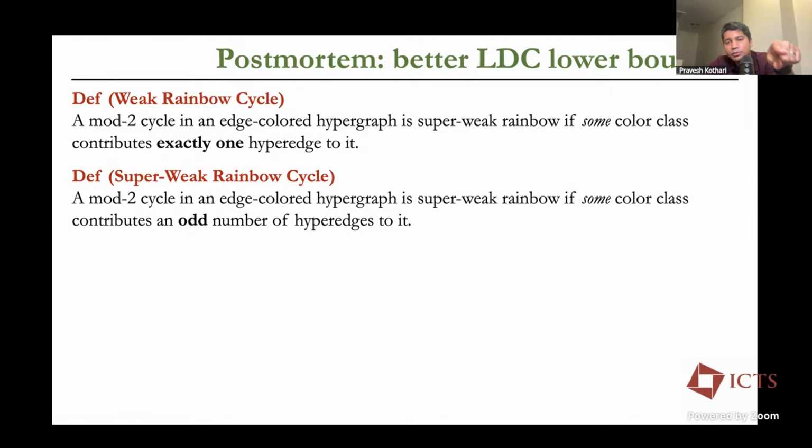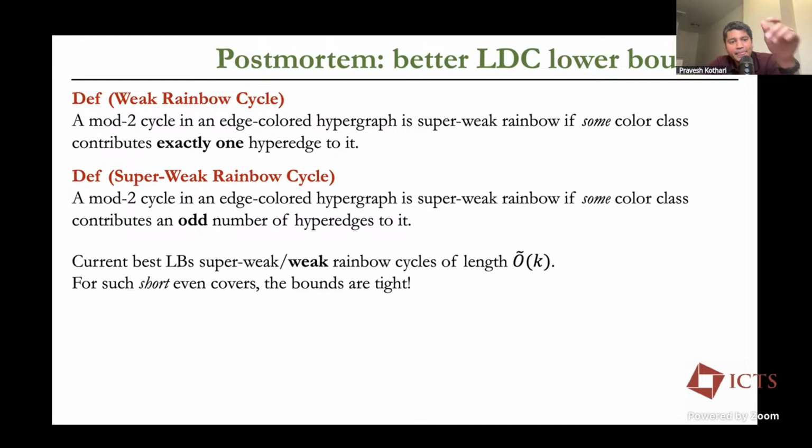The weak one basically posited that I should use some hyperedge exactly once. The super weak posited that I should use some hyperedge an odd number of times. And the best lower bounds, like I told you, show the existence of such cycles. In fact, they show the existence of weak hypergraph rainbow cycles of length about as small as it possibly can be. The length of the cycles is basically the average degree of the hypergraph. So this K that I wrote about in the previous theorems.